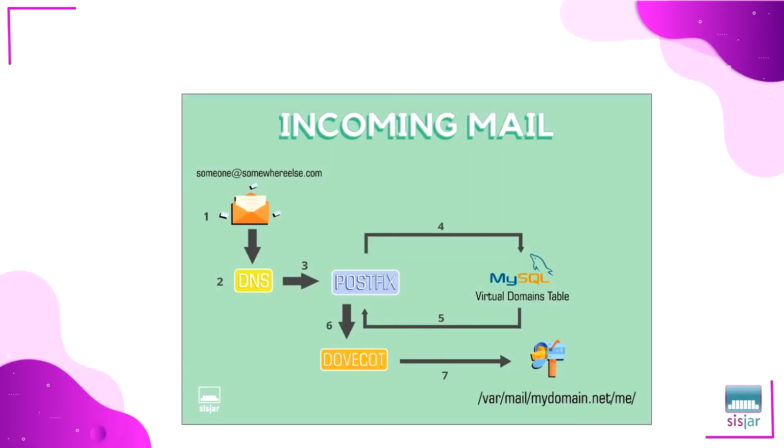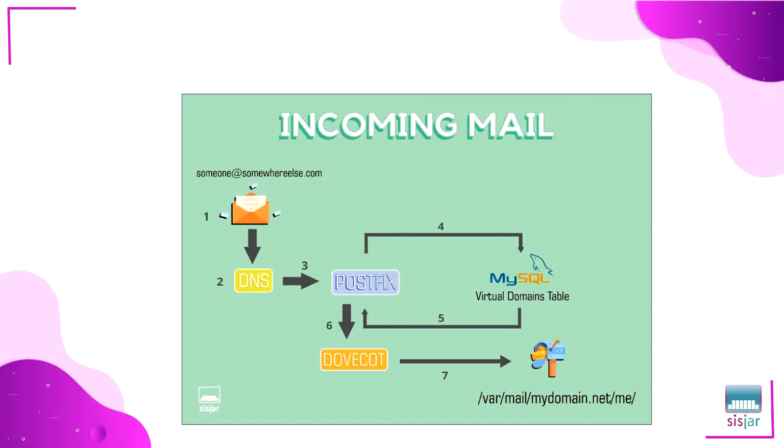I'm gonna explain about the incoming mail or from the sender. Okay, firstly, someone at somewhereelse.com sends an email to others, and it's called MUA. And then after that, the MSA does checking and sends the email to the receiver. Okay, on number 3, the email enters the postfix.